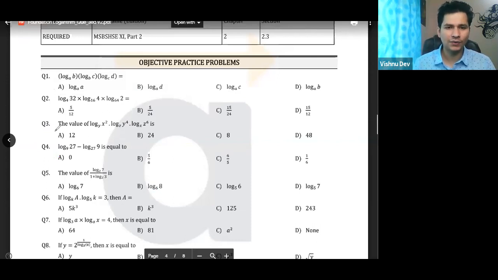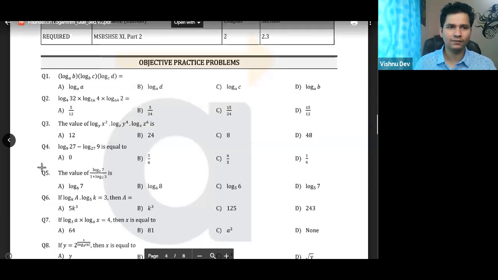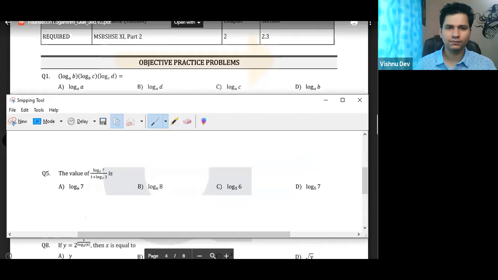Now, question number 3. Don't you think question number 3 is also same as question number 1? Same property. Now, let us see question number 5. Everyone, think about question number 5.